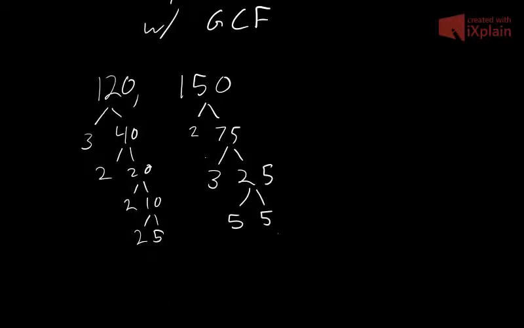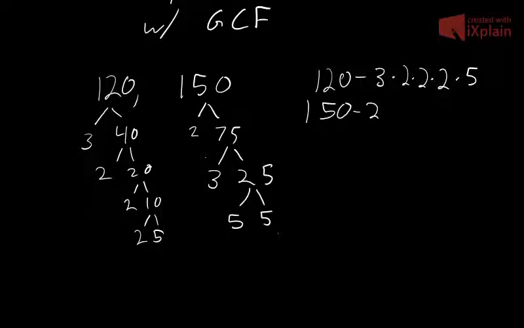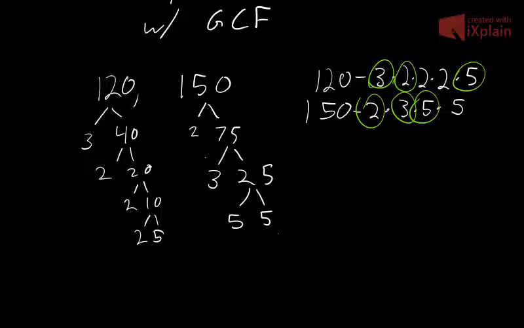So 120 becomes 3 times 2 times 2 times 2 times 5, and 150 becomes 2 times 3 times 5 times 5. So what I'm going to ask myself is, what do these numbers have in common? Well, they both have a 2, they both have a 3, and they both have a 5.